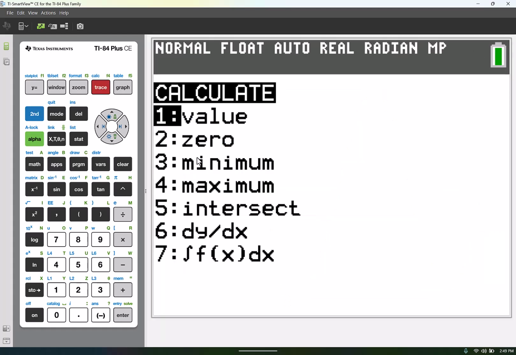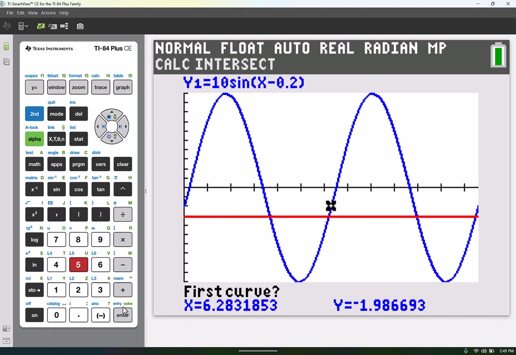Second, calculate, number 5. And I'm going to enter, and then guess. I'm going to scroll to the first one. I'm going to push enter. 3.6462. Did we get that?